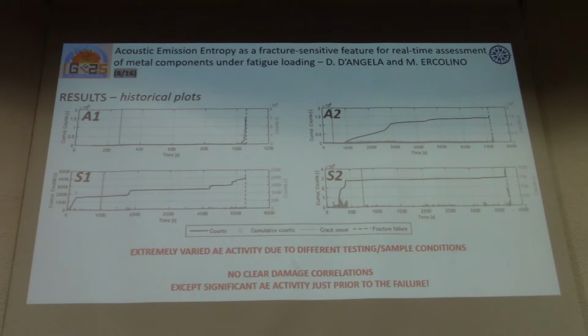Let's have a look at the results. These are the historical plots. It is the basic way to assess, to evaluate the acoustic data. We see the 4 cases analyzed. A1 and A2 are related to the aluminum samples, S1 and S2 are related to the steel samples. We can see the dashed lines: the first one is related to the crack initiation that was experimentally assessed during the testing. As you can see, there is also the thicker dashed line that is related to the failure occurring.